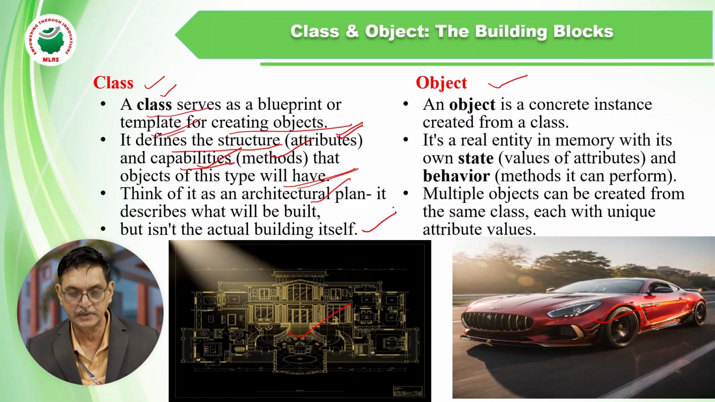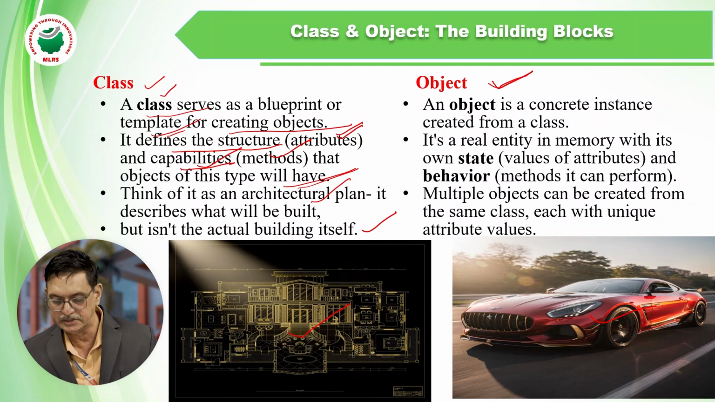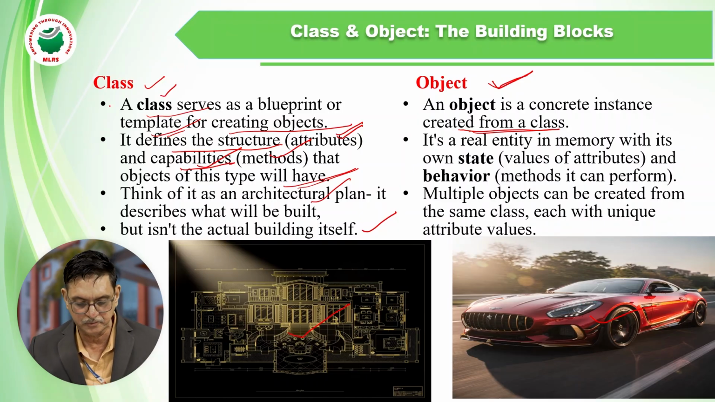It is giving only the plan. The actual car will be built based on an instance created based on the class, called an object. So an object is a concrete instance created from the class. The object is representing the car. For creating this object, we require a solid class that includes all the required basic structure and capabilities. So this object is a concrete instance created from the class.